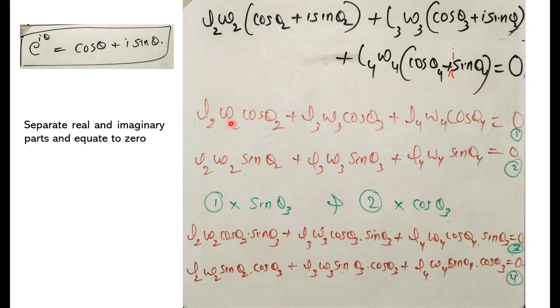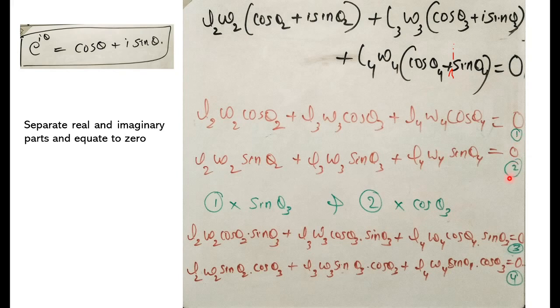So the next step: L2 ω2 cos θ2 + L3 ω3 cos θ3 + L4 ω4 cos θ4 = 0. That is only the real part of this equation. Then you write the imaginary part, which comes with i. So we have L2 ω2 sin θ2, then L3 ω3 sin θ3 plus L4 ω4 sin θ4 equal to 0. That is the next equation. I wrote these as equation numbers 1 and 2.